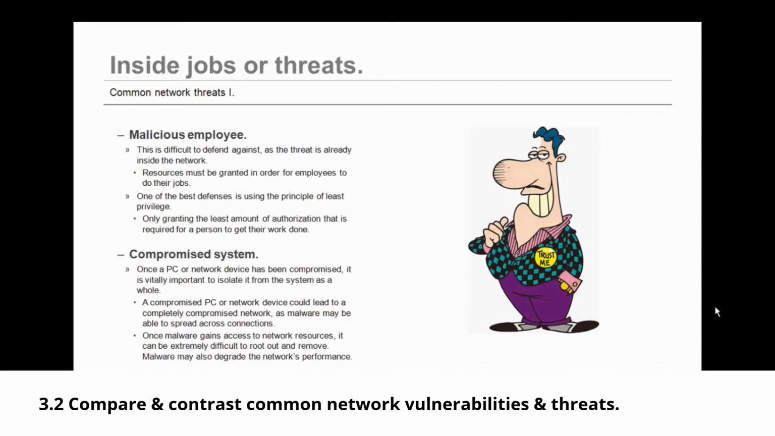Compromised systems are another threat. Once a PC or network device has been compromised, it is vitally important to isolate it from the system as a whole. A compromised PC could lead to a completely compromised network, as malware may be able to spread across its connections. Once malware has gained access to network resources, it can be extremely difficult to root out and remove. Malware may also degrade the network's performance, causing other issues.